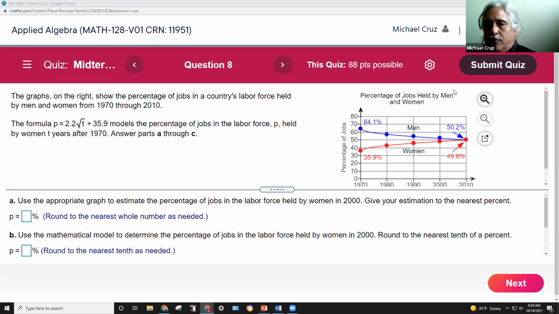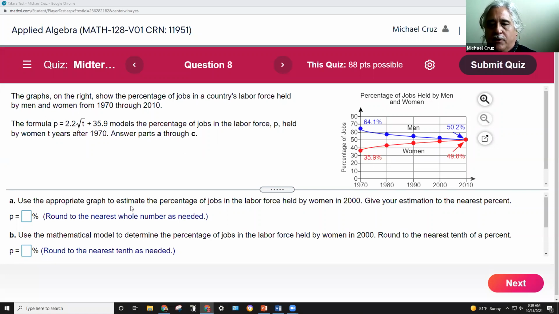All right, so let's just see what's going on here. The graphs on the right show the percentages of jobs in the country's labor force held by men and women from 1970 to 2010. The blue is men and red is women. The formula P is equal to 2.2 square root of T plus 35.9 models the percentage of the labor force held by women. So this formula is for the red.